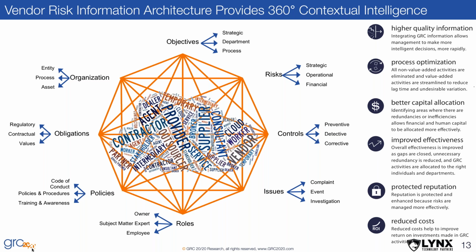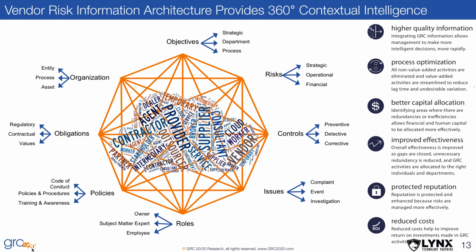What part of the organization? And who's responsible for the relationship? If we have a solid information architecture for vendor risk management, it should mean that we have higher quality information, that we understand contextually what's going on in the organization, how to interact with different parts of the organization and bring them together. We can optimize our processes and make them more efficient and effective.